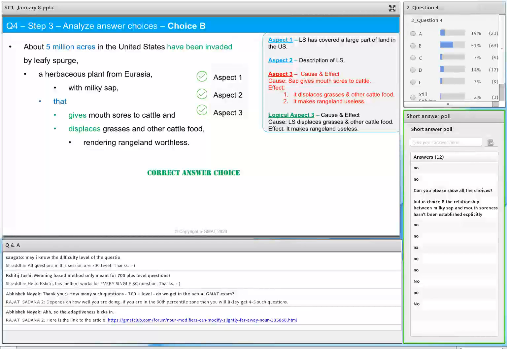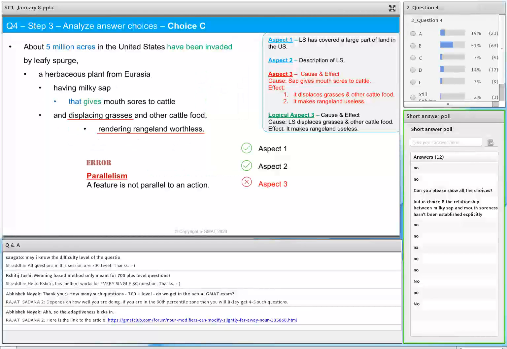So coming back to our leafy spurge, yes, choice B is the correct answer. Not many of you chose choice C because the error is very, very apparent. If I break the sentence down, it looks like parallel structure. I have having milky sap and displacing grasses, but then this list is not logically parallel, because having milky sap is a quality or a characteristic of leafy spurge, but displacing grasses is an action that a leafy spurge does. So we cannot have a quality and an action as a list.